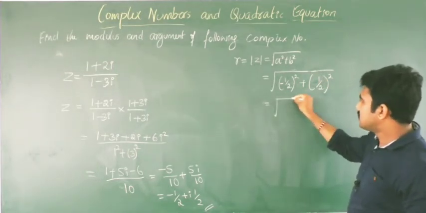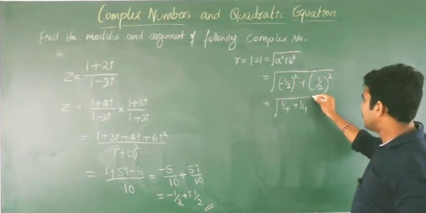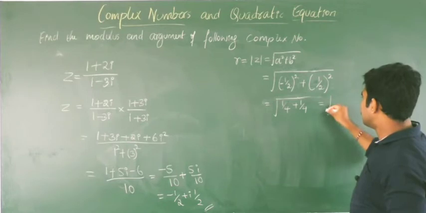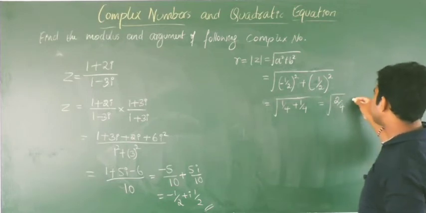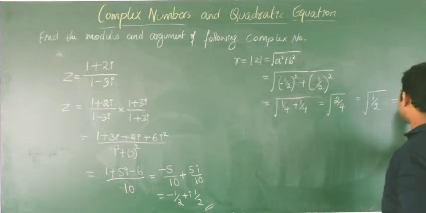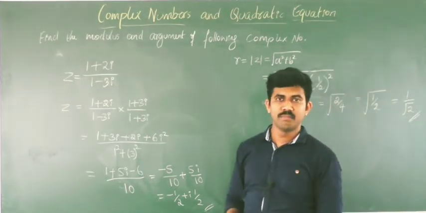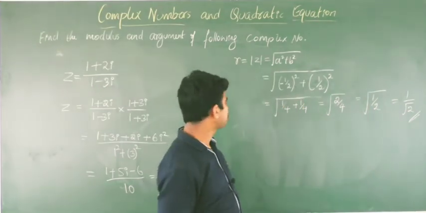Again, this is nothing but 1 by 4 plus 1 by 4, and this is nothing but 2 by 4. 2 by 4 is nothing but 1 by 2, and again we can write this one in the form 1 by root 2. That is the modulus of that complex number.